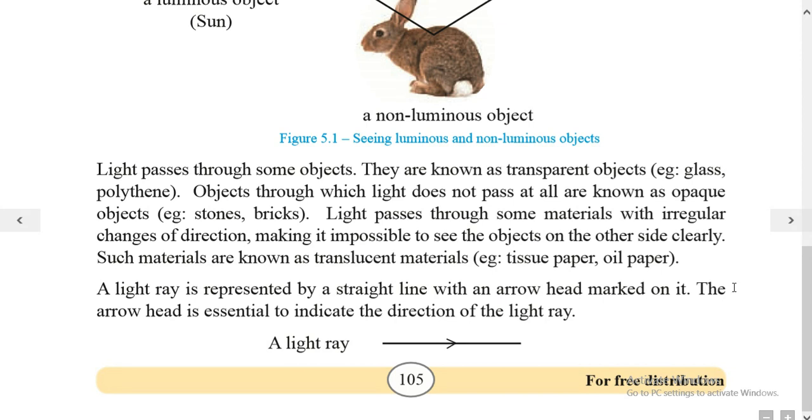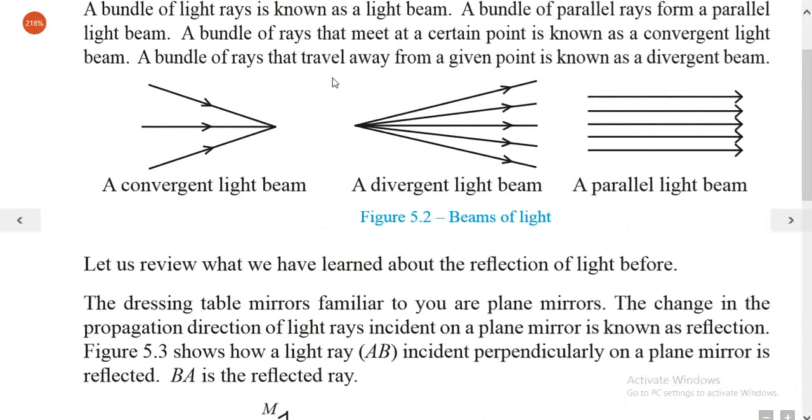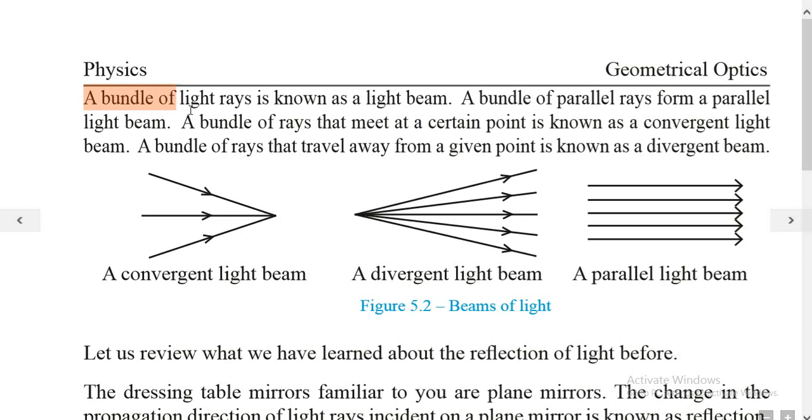Then we identify the beam of light. What is the meaning of a beam of light? Beam means a bundle of light rays, the collection of a number of light rays. That is a beam of light. Then we identify three types of beam of light: parallel beam of light, convergent beam of light, and divergent beam of light. Firstly, the parallel beam of light. These bundles of rays, these light rays, are parallel to each other. This is the parallel light beam.